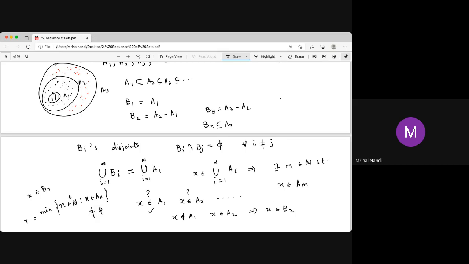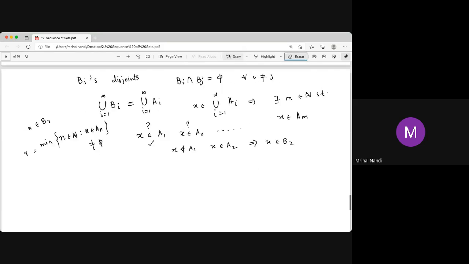So this is a very important thing for finding probability, because we need disjoint sets. That is the idea of turning an increasing sequence into disjoint parts. But for a decreasing sequence, you can't do this.